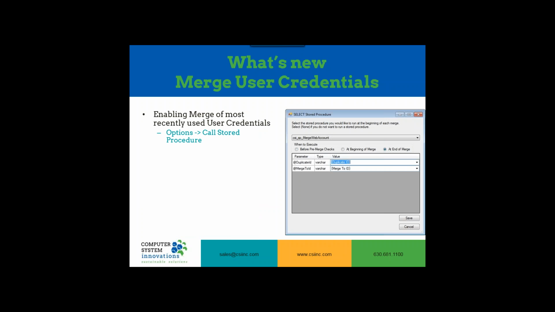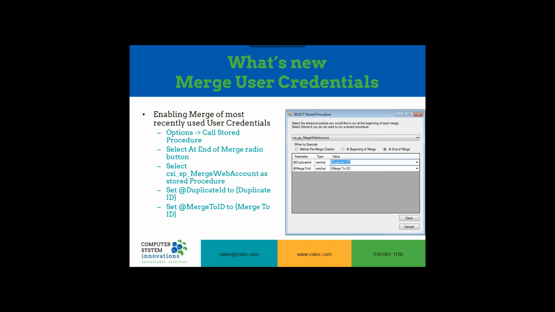I go to Options, Call Stored Procedure, select at the end of the Merge radio button right here. Sorry, my mouse is not going. There it is right there. I select the CSI Merge Web Account. That's going to be automatically in your IMUS database. I set the duplicate ID to duplicate ID, the merge to ID, amazingly enough, to merge to ID, and then I click the all-important Save button. You do that, and this will automatically start happening in IMUS.